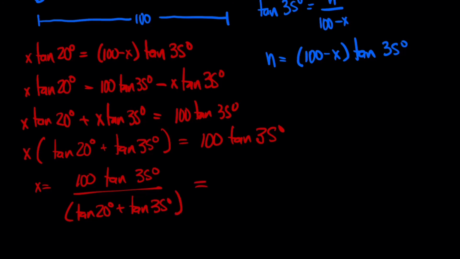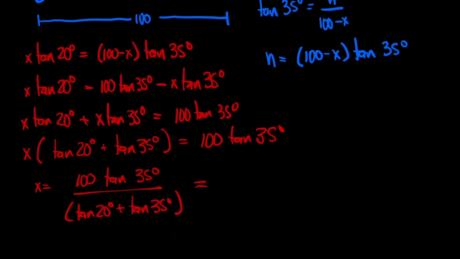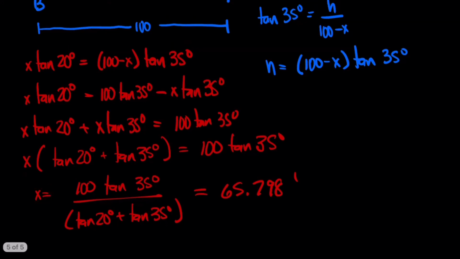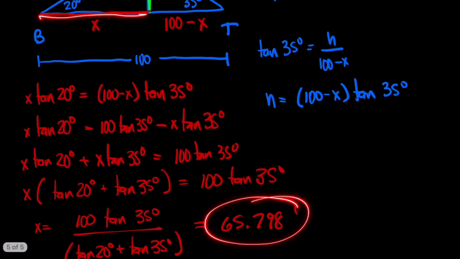Now I will put this into the calculator in one shot, no rounding errors. Just make sure you either create a fraction, or if you use the division key, you put parentheses around both of those. All right, that's very important. Okay, so let's see what I got there. Doing that, I got 65.798. That would be in feet. Remember, what we're solving for here is my X. So that 65 is this right here.